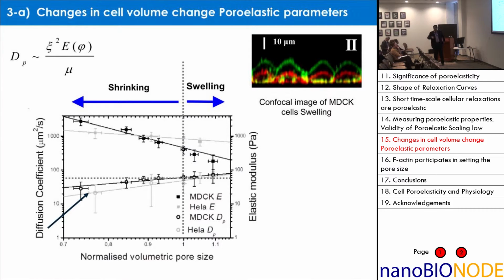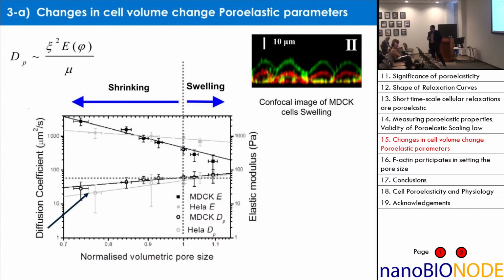So when you increase the pore size, the diffusion coefficient increases, which means the pores are bigger and the cell is more permeable. And if you shrink the cell, you have smaller pore size, and the diffusion coefficient is decreasing. It means it's less permeable and the pressure is propagating slower.